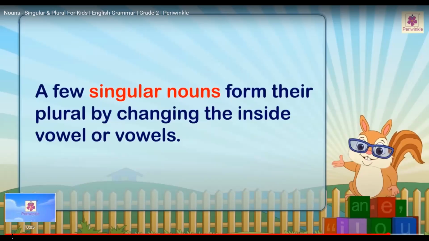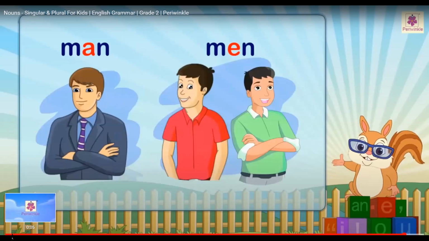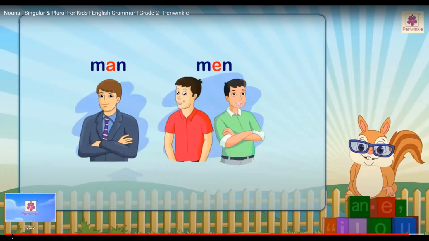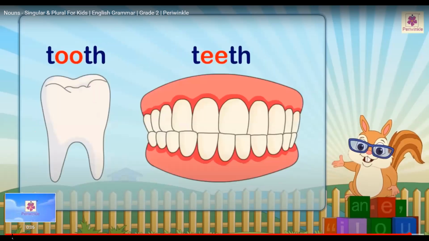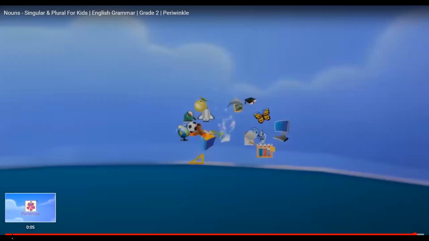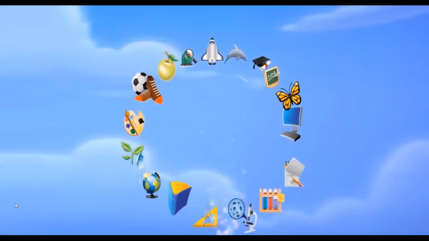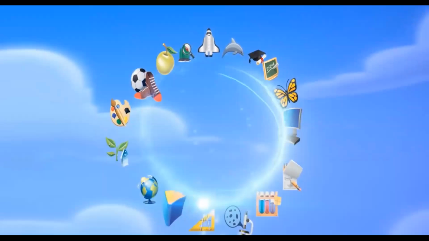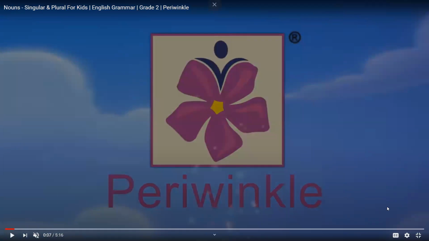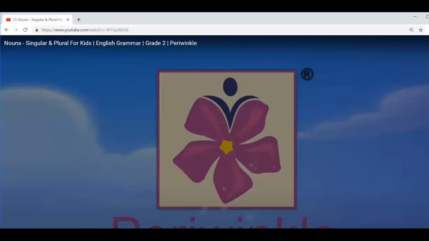A few singular nouns form their plural by changing the inside vowel or vowels. What is that? I will tell you, like man. Now you see men. The A is changed to E. Tooth, teeth. These are the things you need to remember, students.